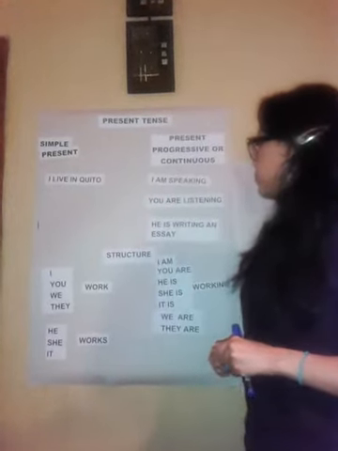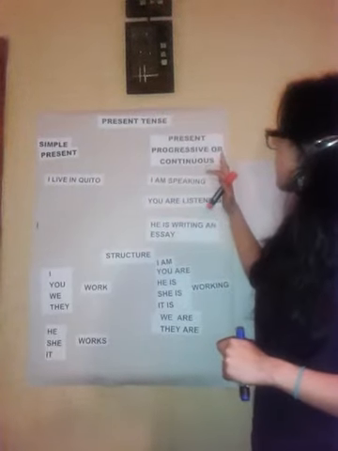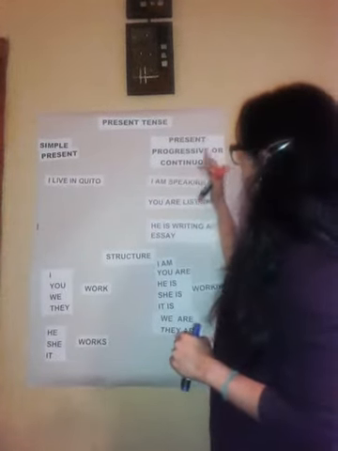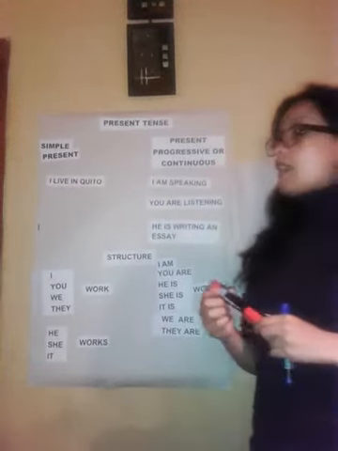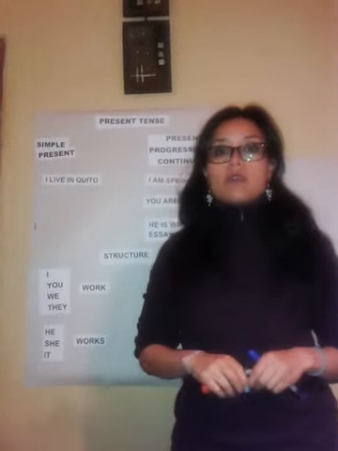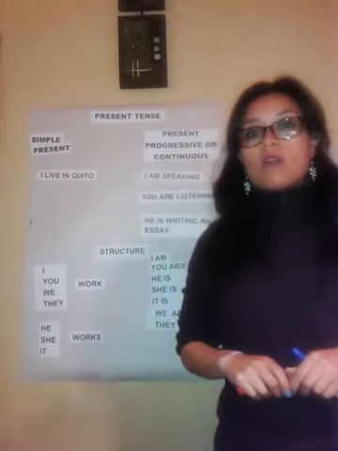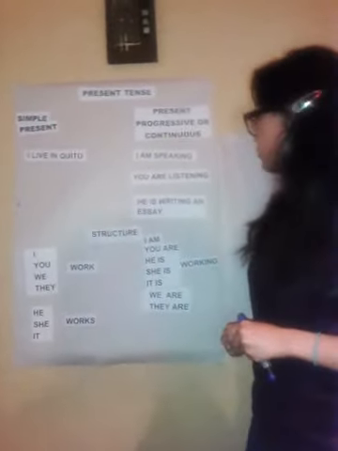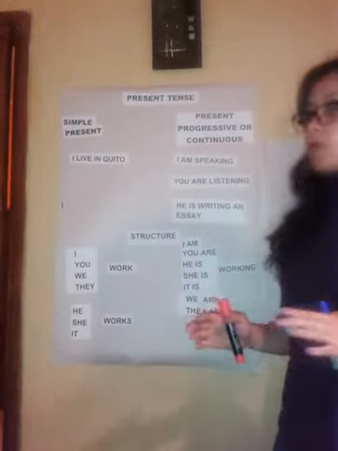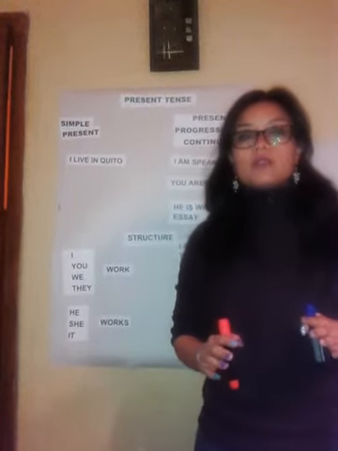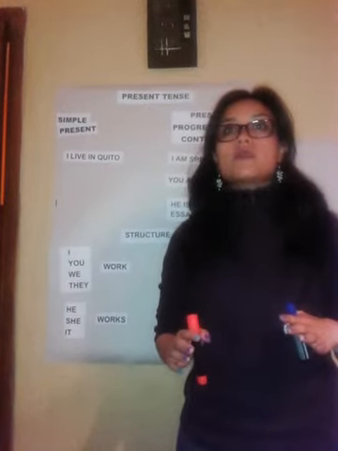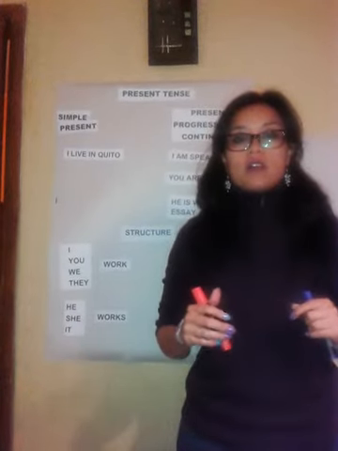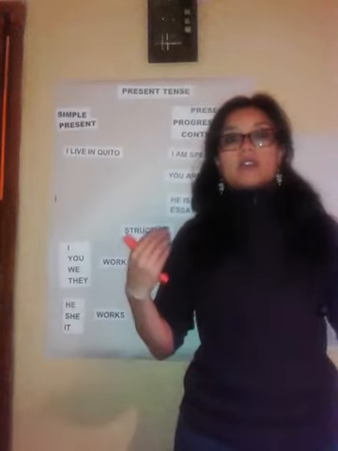Then, concerning the present progressive or present continuous, for example, I am speaking right now, you are listening right now, or maybe you are writing right now. The present progressive or present continuous is used to describe things that are happening right now. For example, I am teaching right now, you are learning right now.